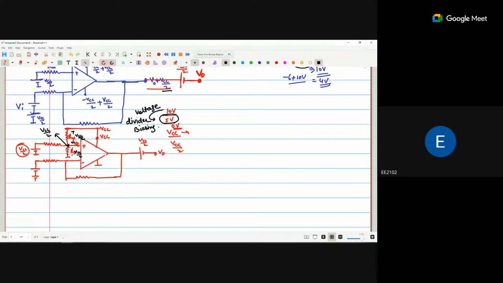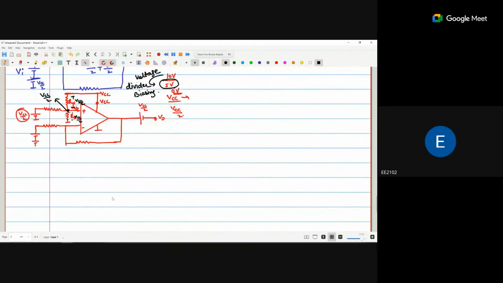Now the thing is that you convert the VCC into VCC by 2, but we use this VCC by 2 here and here. That means the VCC by 2 that you convert from the VCC, you have to store somewhere. What is the option for that storage? Either you provide a battery, VCC by 2.